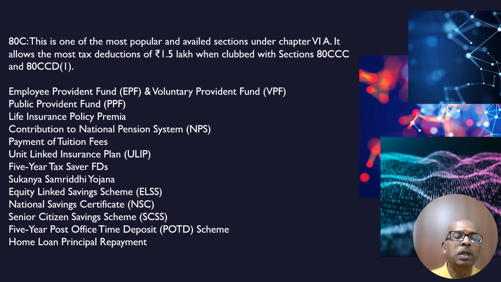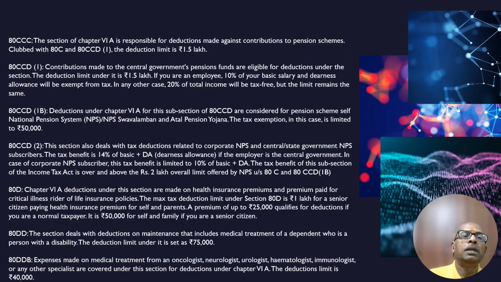Deposit Scheme, Home Loan Principal. All these things can be used for 80C, that is up to 1.5 lakhs. 80CCC, triple C, this is again within 1.5 lakhs only. Some pension, special specified pension scheme. 80CCD1 we already discussed. Again, this is pension contribution.